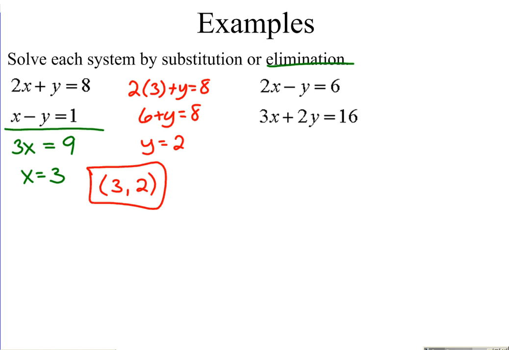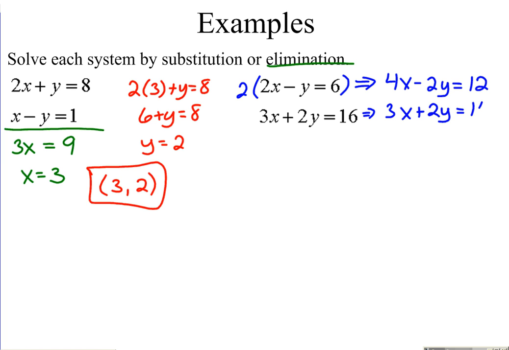Now, this system here is the same one that we just solved by substitution on the first slide. This time we're going to solve by elimination. Because we need opposite coefficients on the same variable, I'm going to look to eliminate y's here. The reason I want to eliminate y's is they already have opposite signs. All I need to do is multiply this top equation by 2. When I do that, I get 4x minus 2y equals 12. Bottom equation, I don't need to do anything to. I'm going to leave that alone. 3x plus 2y equals 16.